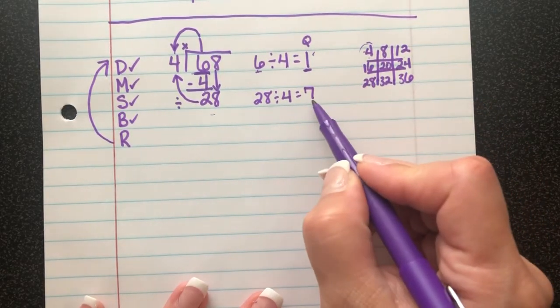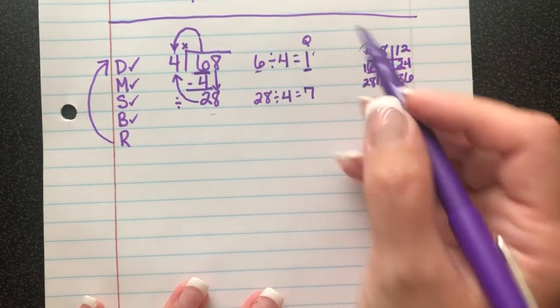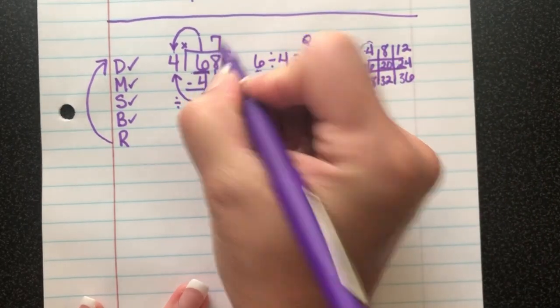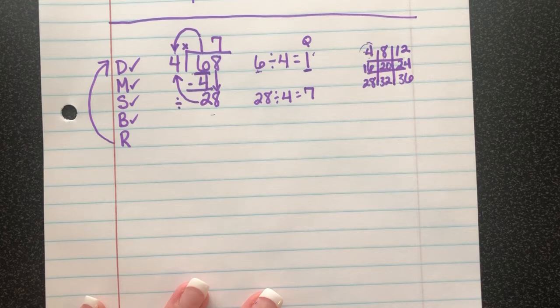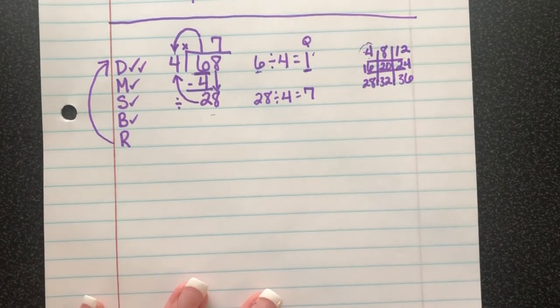So again, these are quotients. Okay, the quotient always goes on top of the house. So that 7 is going to come over here. Okay. All right, so we just divided for the second time. So I'm going to put a second check mark next to the D for division.